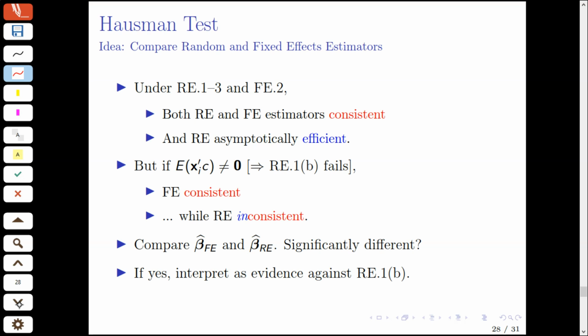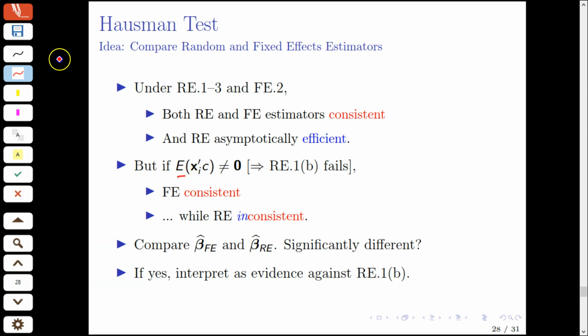So the idea of the Hausman test is to devise a method for comparing the random and fixed effects estimators. Note here that if we invoke all of the random effects assumptions, as well as a rank condition for the fixed effects approach, then both the random and fixed effects estimators are consistent, while the random effects estimator, as just illustrated, is asymptotically efficient.